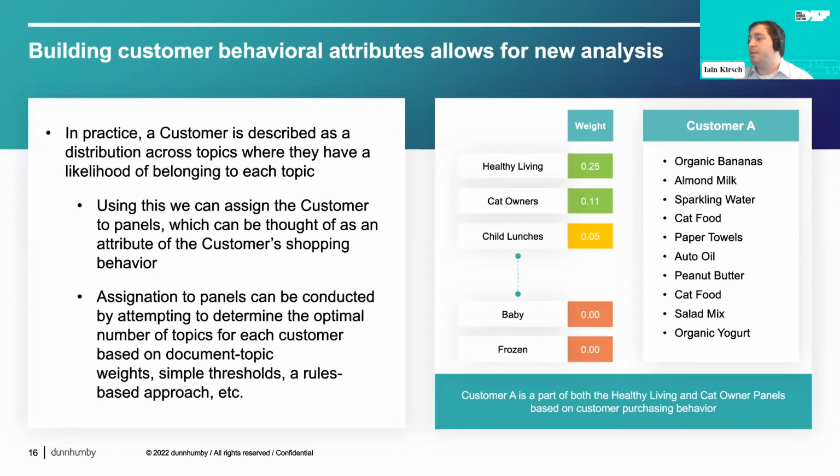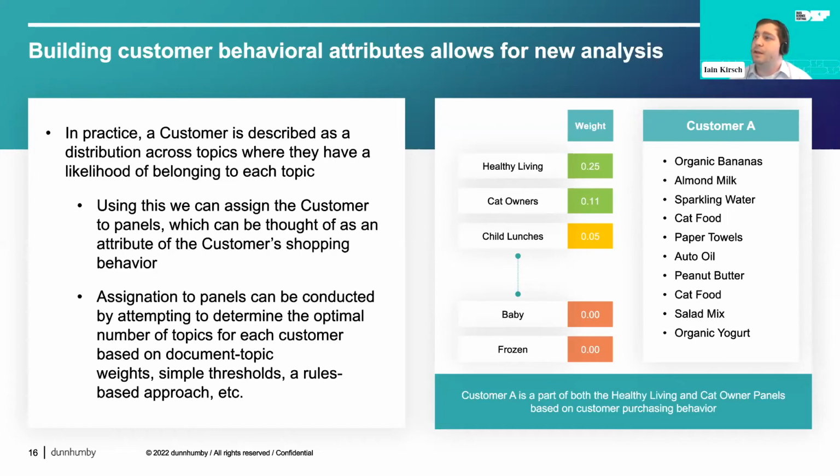As an example of this, because it is slightly different from the example that Kyungjin shared earlier, we have this customer where the document is what they've bought across this entire year. So we can have things that appear multiple times because they bought them in multiple baskets. An example of that is cat food, where customer A has purchased cat food in multiple trips. They've also purchased a number of other products like organic bananas, almond milk, sparkling water, etc. A number of those products are going to be associated with this healthy living topic, and that topic is going to receive a high document weight for this particular customer, and so on.